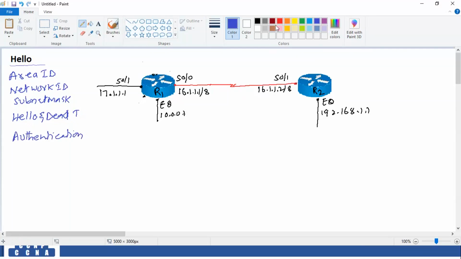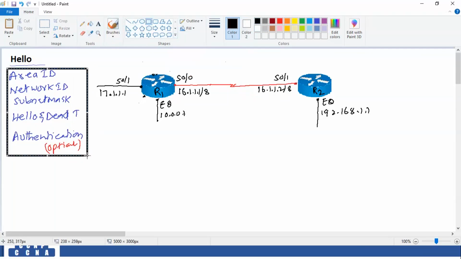The point is, this authentication is an optional parameter. Remaining all are mandatory. So these are all the parameters an OSPF hello packet contains. Very important. So OSPF hello packets contain area ID, network ID, subnet mask. Today we'll discuss the areas concept. Okay.